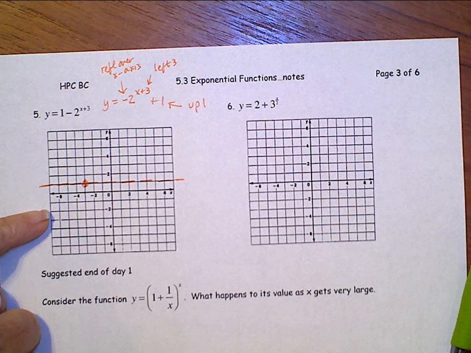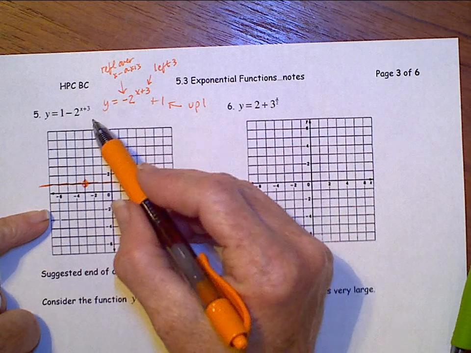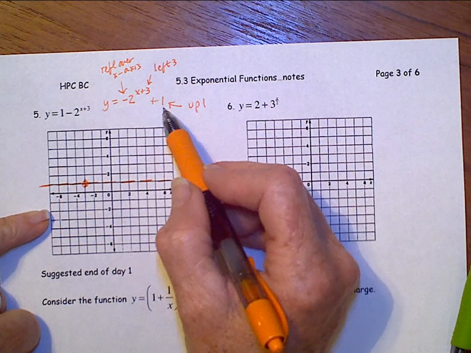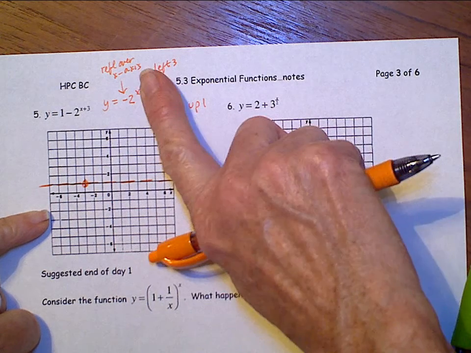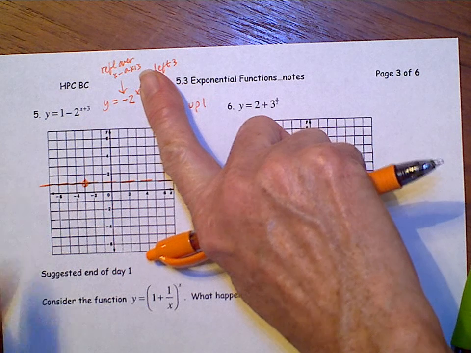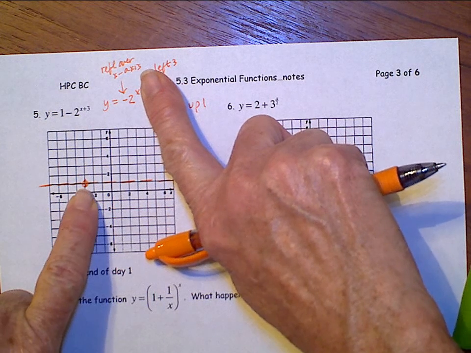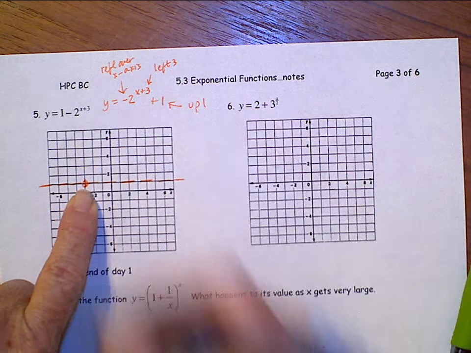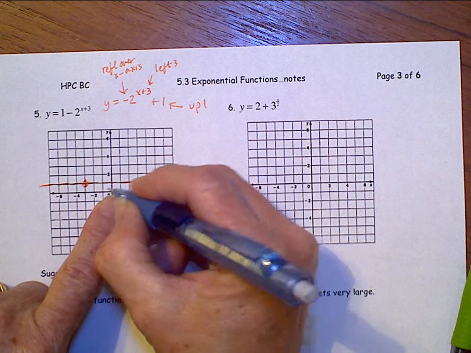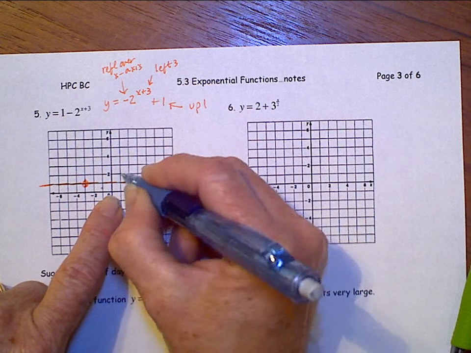Okay, now I've taken care of this plus 3, I've taken care of that plus 1. All that we have to do is graph negative 2 to the x, as if that's the origin. Sometimes it helps again still to draw that original.